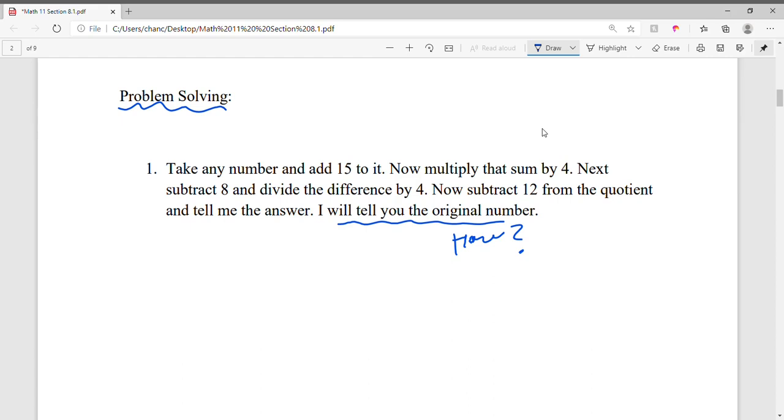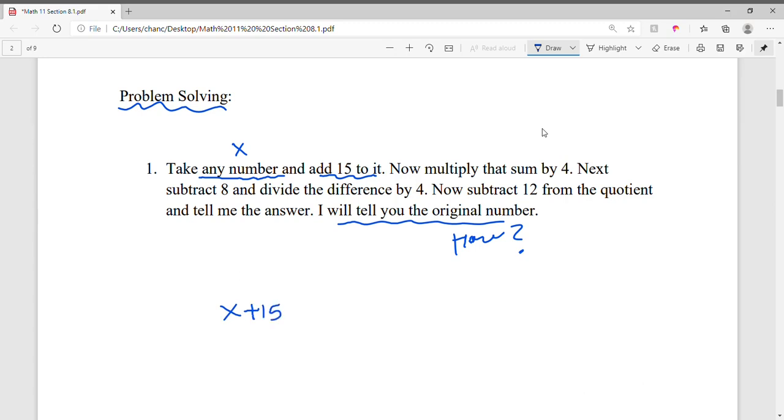So let's get started with the problem. I will take it step by step. The first thing we want to do is take any number and add 15 to it. So I'll give any number a name, let's call that X, and we'll add 15 to it.